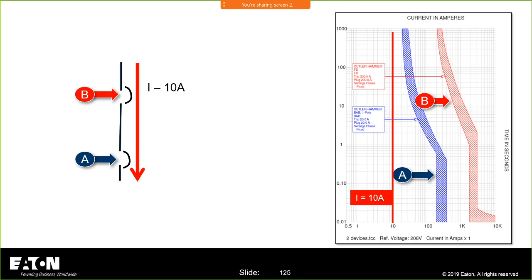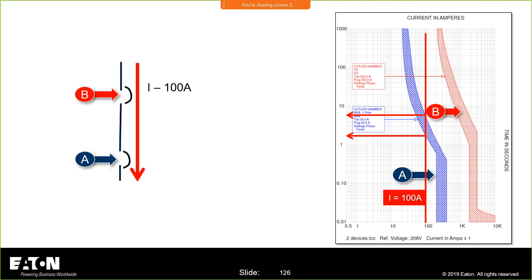So if I look at this set of curves here, I have 10 amps flowing downstream of this 20 amp breaker. I'm not going to trip. If I have 100 amps flowing, I know that my downstream device A, that 20 amp breaker, is going to trip somewhere between 1.8 seconds and about 6 seconds. So the downstream breaker is going to trip, but the upstream breaker, which is a 100 amp breaker, I believe, might be a little bit higher than that, that's a 150 amp breaker, is not going to trip on that.